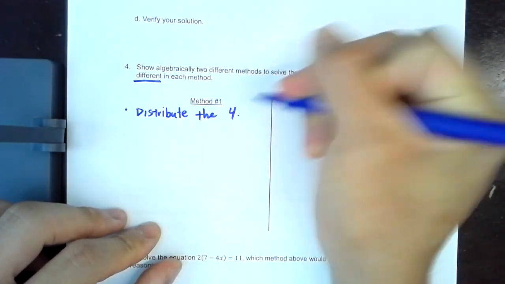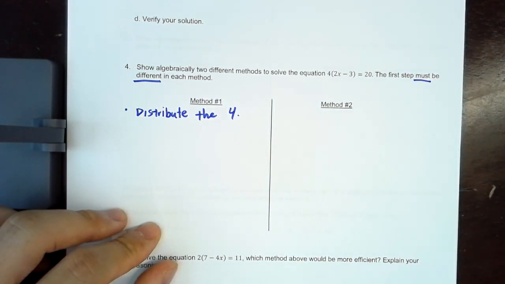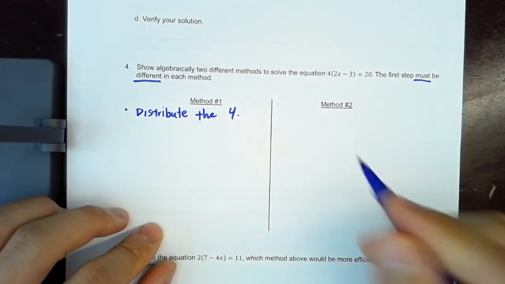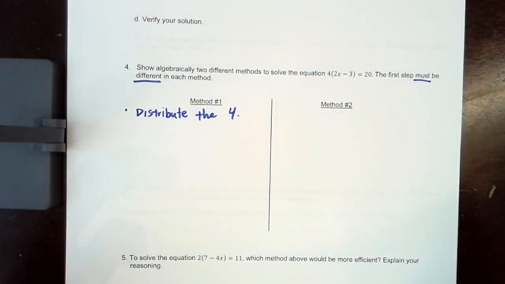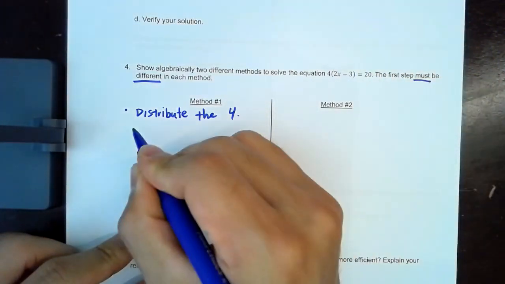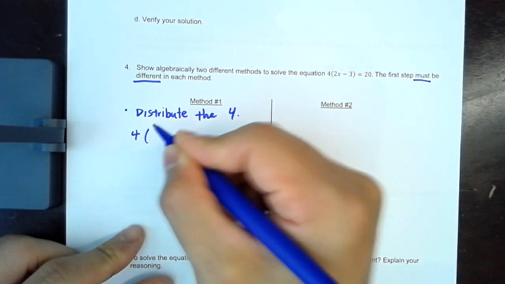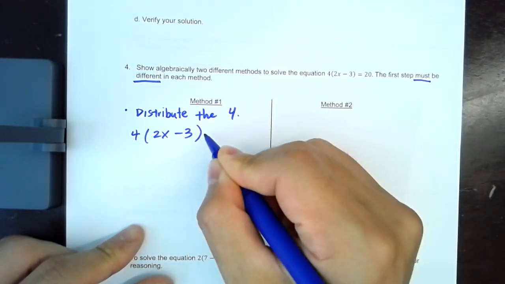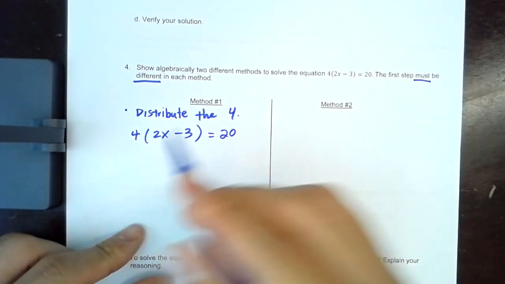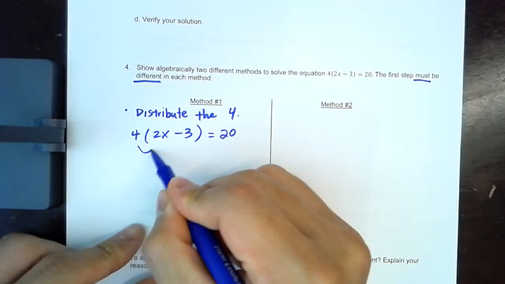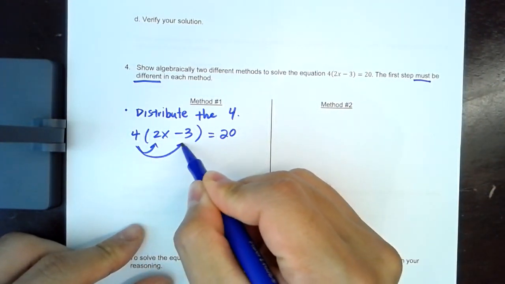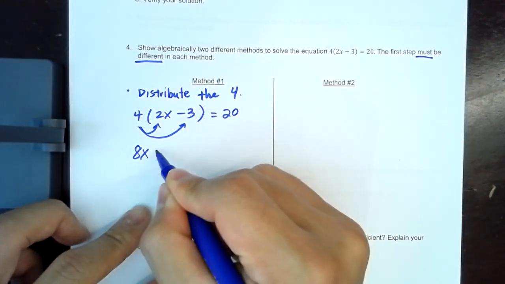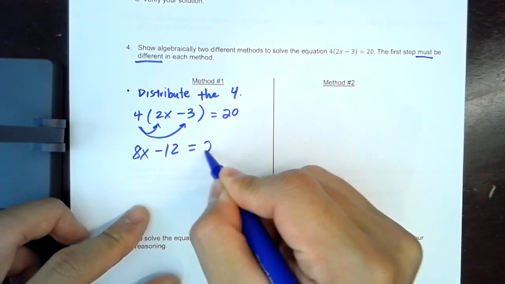And to me personally, that's what I would have done. That's what I've been used to doing. That's what I've been doing for a while now. And I think most of us would agree that that's what you do, right? So I'm going to go ahead and rewrite the entire problem again. 4 times 2x minus 3 is equal to 20. And if I distribute, I know that I'm doing 4 times 2x and 4 times negative 3. That gives me 8x minus 12 is equal to 20.